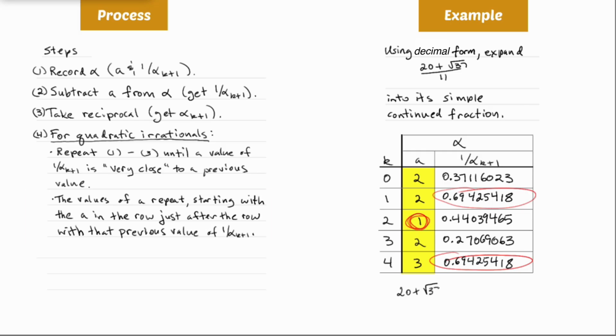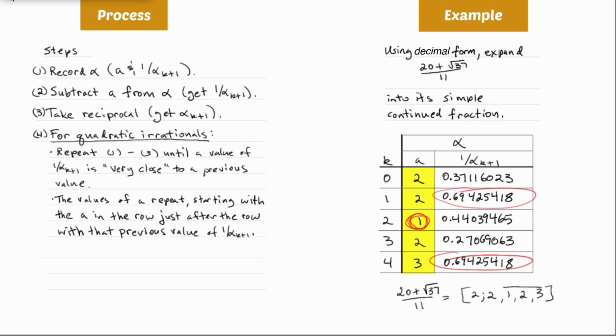(20 plus the square root of 37) over 11 equals 2, 2, 1, 2, 3, with the 1, 2, 3 repeating. You can check this by calculating convergents of this simple continued fraction and confirming that they provide better and better approximations of the number we expanded. This gives us confidence we have the correct simple continued fraction. You can be completely sure, though.